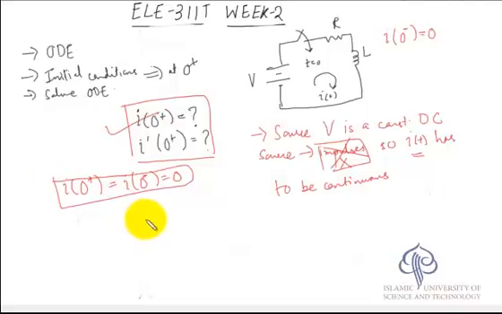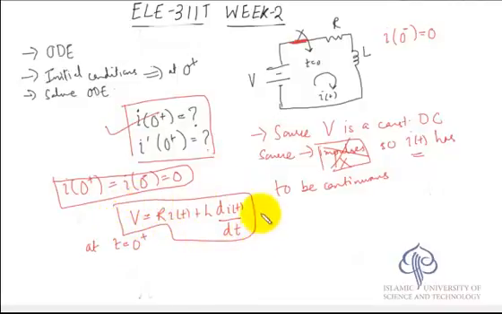Now let us write the differential equation once the switch is closed. So once the switch is closed, the differential equation that we get is simple. V is equal to Ri plus L di by dt. Now let us see what is this differential equation at 0 plus, at t is equal to 0 plus, because this equation is valid after switching.